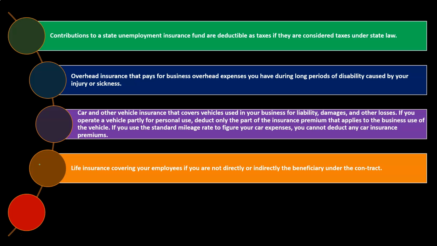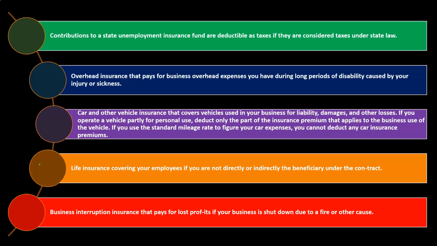So life insurance covering your employees if you are not directly or indirectly the beneficiary under the contract. So if you're paying life insurance for the employees, typically the beneficiary would be their spouse or something like that. If you, the company, the sole proprietorship, is the beneficiary, then it would be different. So if you're paying normal life insurance and it's like a benefit to the employees and you're not the beneficiary, then it could be deductible.